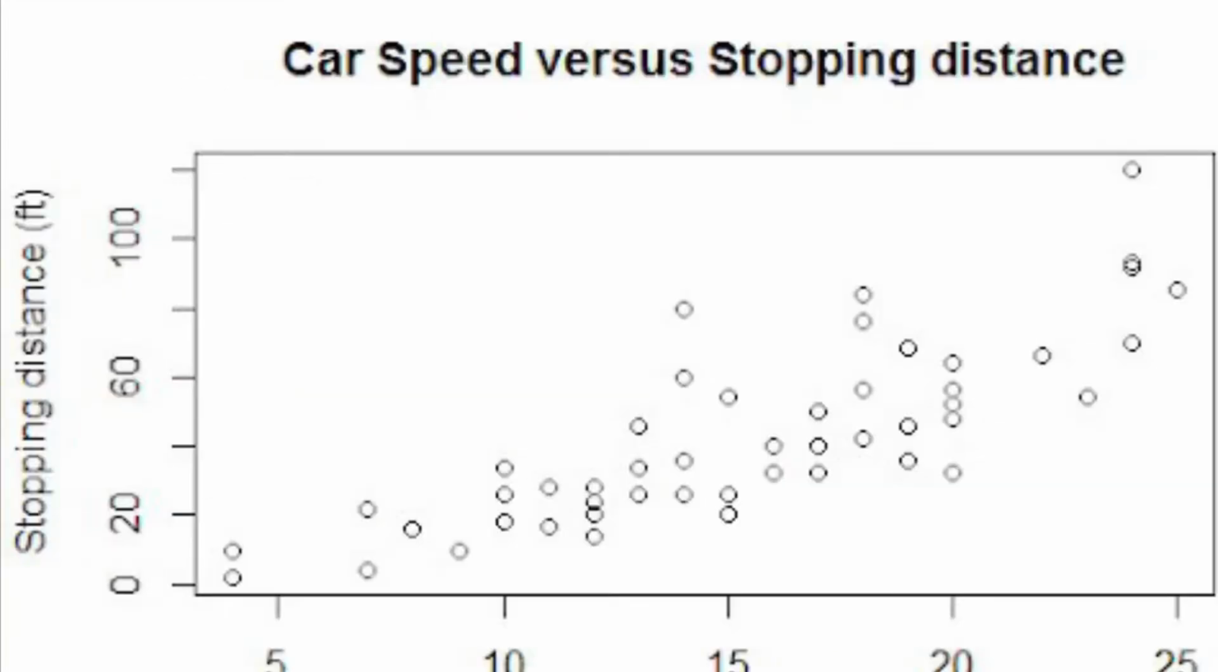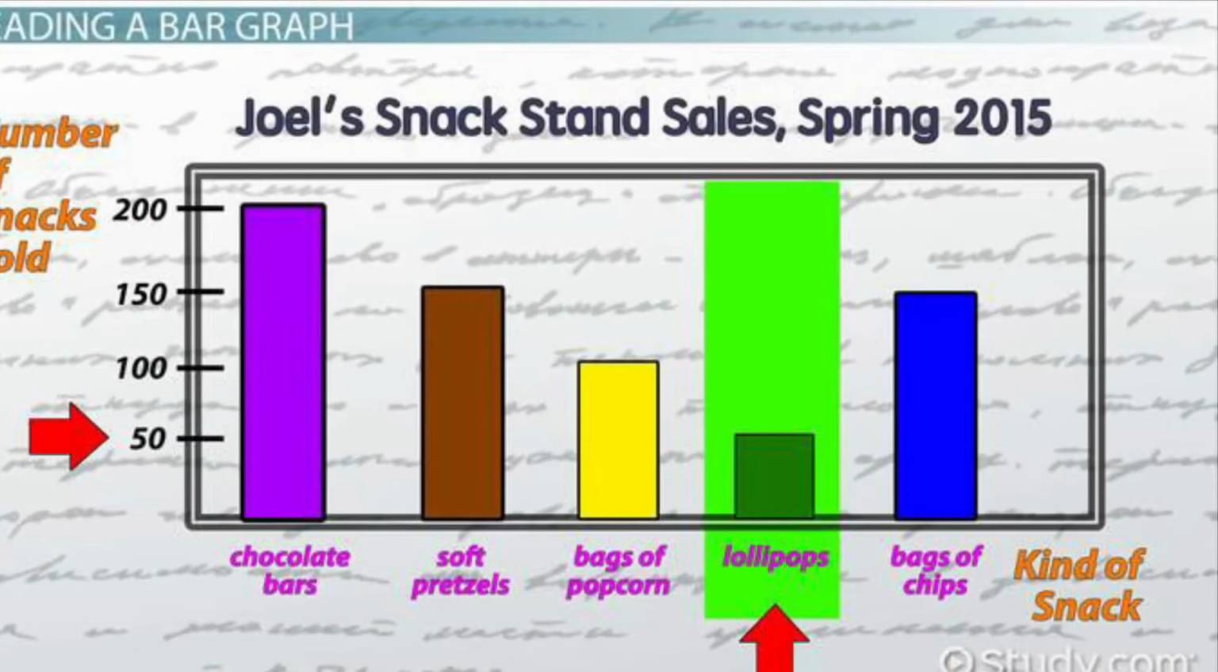Now, the title should be descriptive enough that the reader is going to know what kind of data they're going to find within that graph. When we look at this graph, the title says Joel's Snack Stand Sales Spring of 2015. So we should expect to see how much of what he sold at his stand.